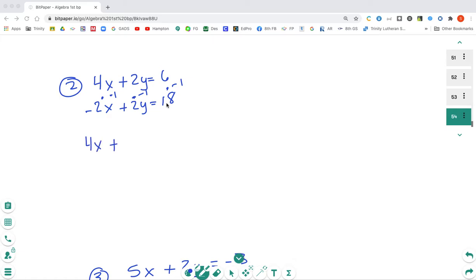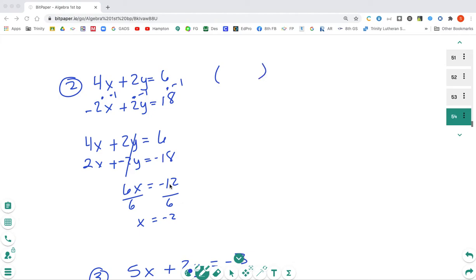4x plus 2y is equal to 6. And now I'm going to multiply by negative 1. This is going to give me 2x plus negative 2y is equal to negative 18. My y's cancel out. 6x is equal to negative 12. I combined the 4 and the 2 and got 6. Combined the positive 6 and negative 18, got negative 12. Divide by 6, divide by 6. X is equal to negative 2.